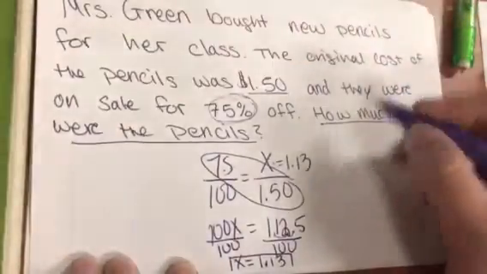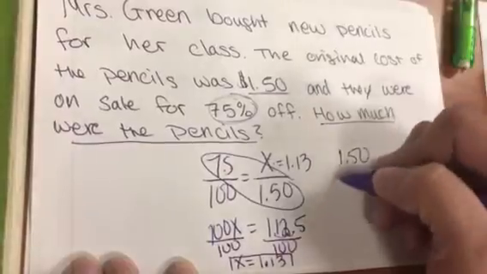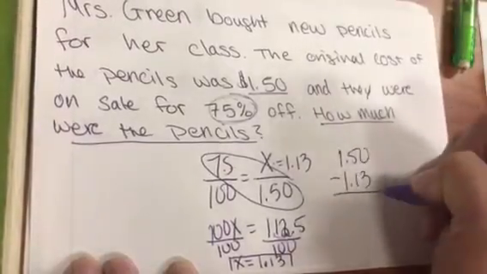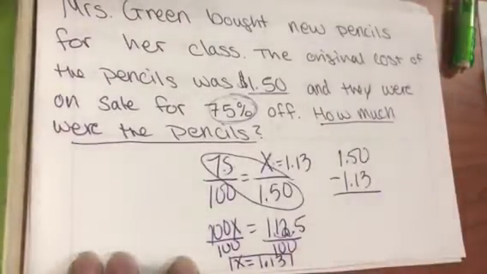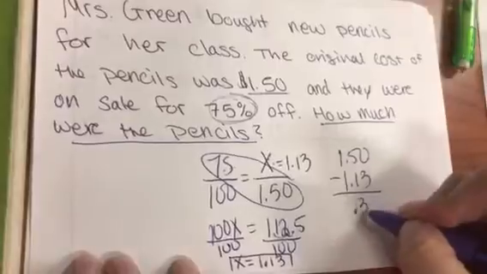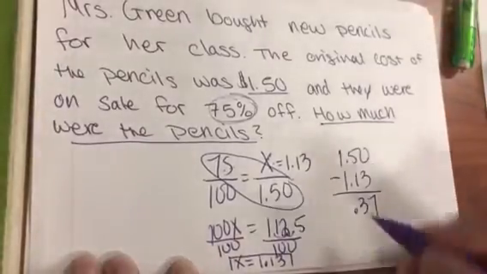After the 75% discount, they were $1.50 originally. Well, I'm going to subtract my $1.13, and I'm going to use my calculator just because it's here. That gives me a grand total of 37 cents per pack. That is awesome.